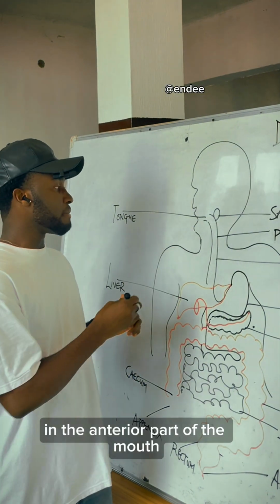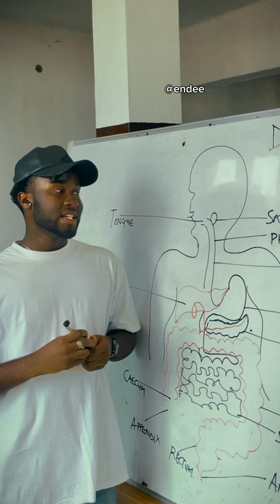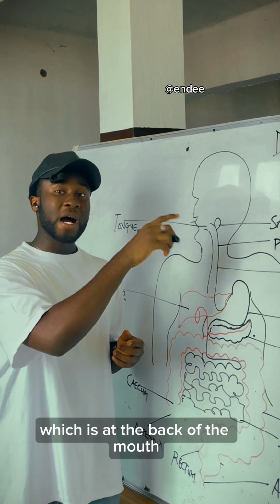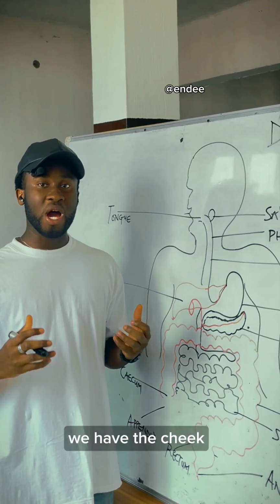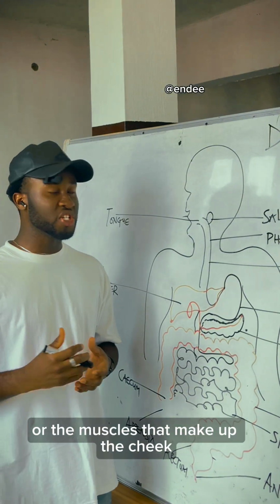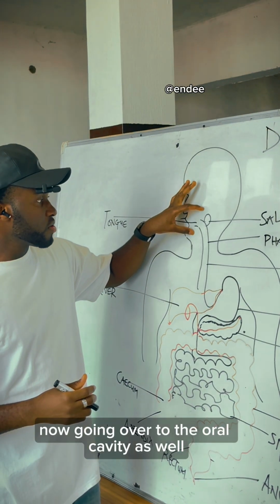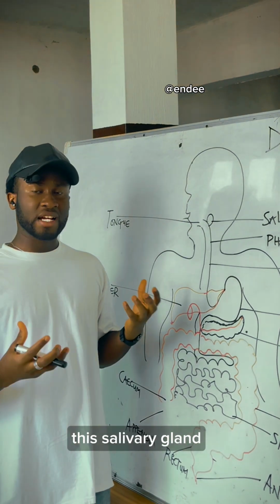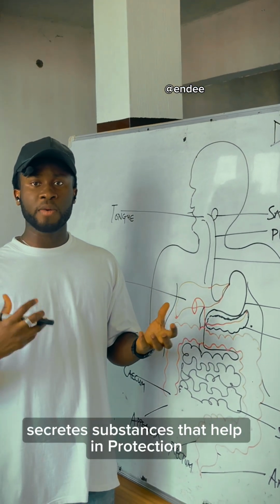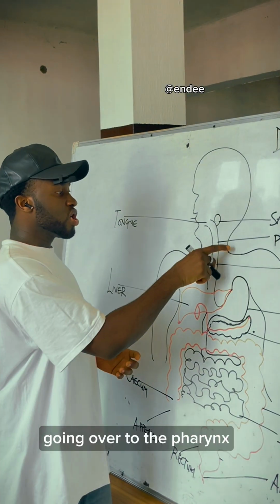In the anterior part of the mouth, which is the front part of the mouth, we have the lips. Then in the posterior part of the mouth, which is at the back of the mouth, we have the oropharynx. Then in the lateral part of the mouth, we have the cheek, or the muscles that make up the cheek. Now, going over to the oral cavity as well, we also have what we call the salivary glands. I've already mentioned them. These salivary glands secrete substances that help in protection, breakdown of nutrients, and the rest of them.